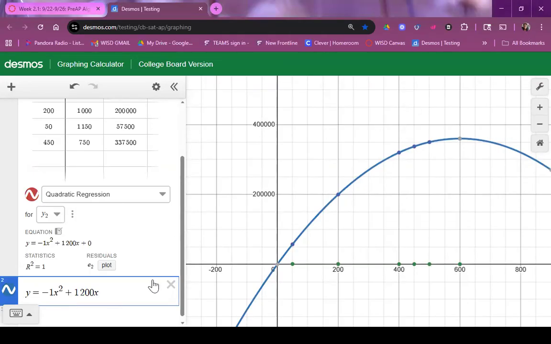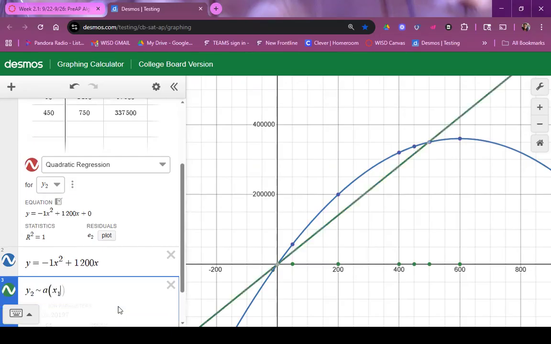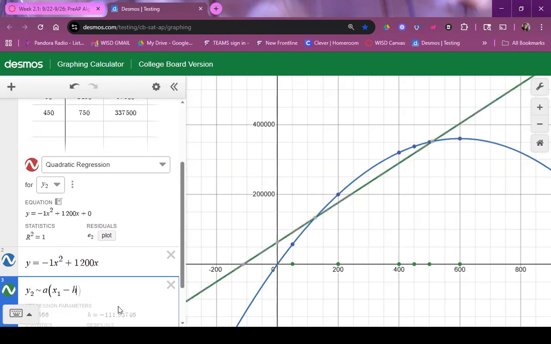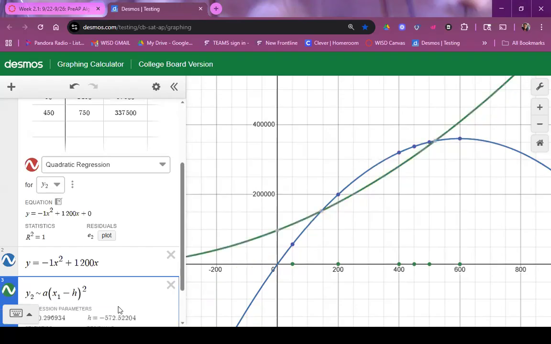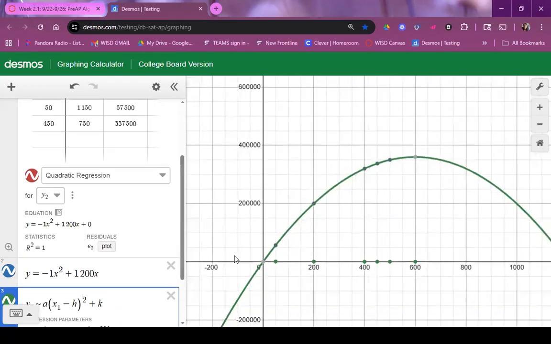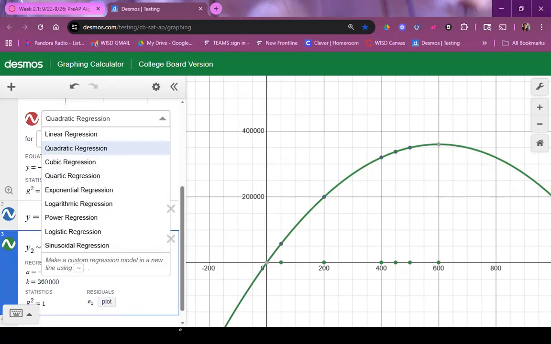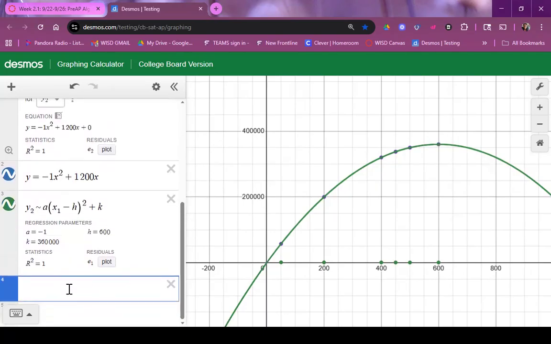So when you come over here, you're going to type it as y2 tilde, and you're going to type your a, parentheses, x1, because those are our x values, minus, remember, h and k represent our vertex, to the second power, because that's our vertex form, plus k. So exactly what's written in your notes. And notice it will tell me the values to write my vertex form. Okay, it's not an option here, but you can still command certain formats as your regression model using Desmos.